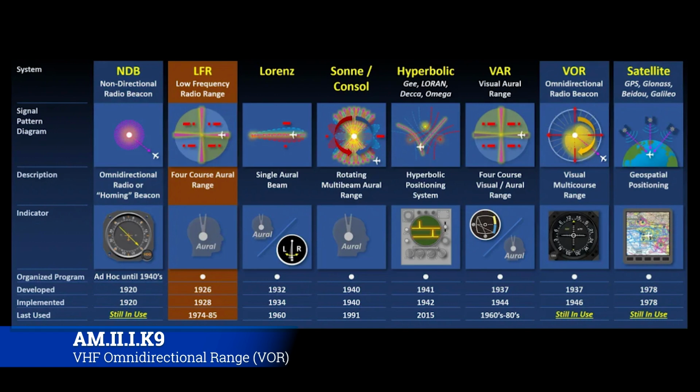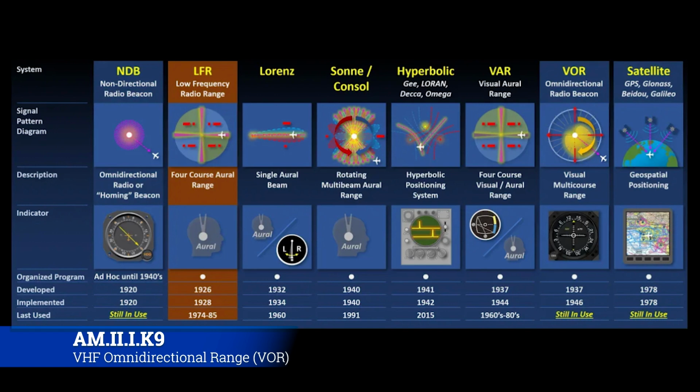The next one that gets implemented is Lorenz. Lorenz basically was, we'll talk about ILS here in a little bit, but it's similar to that in that you either steered left or right to track the station. It only lasts until the 1960s, and it gets replaced pretty quickly. So it just wasn't as effective.